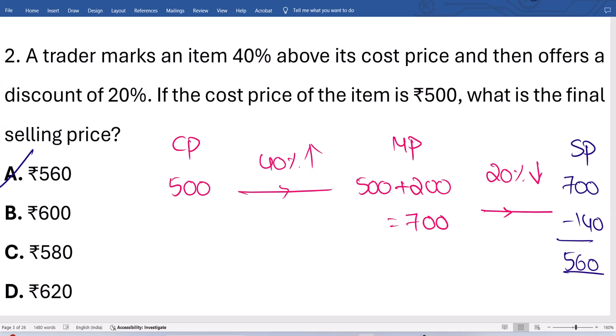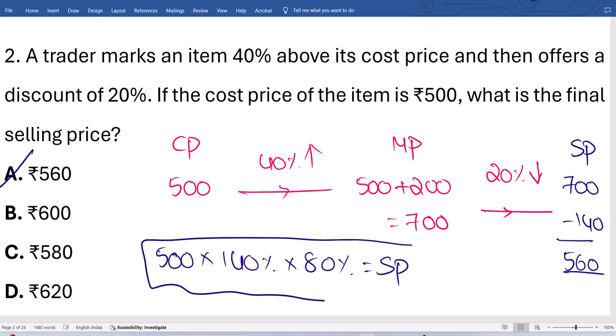So this is taking time, sir. I want it just like that. Then what you can do: 500 into 140% into 80% equals the selling price. Why 140, sir? Because it is increased by 40, not profit increased by 40. Why 80%? Discount of 20%. Directly you can solve that equation.